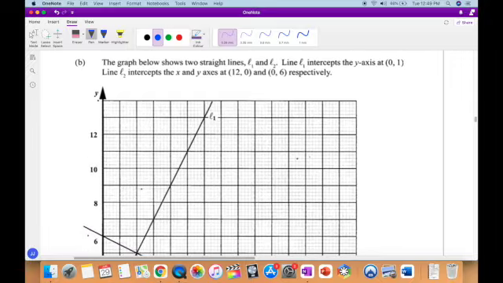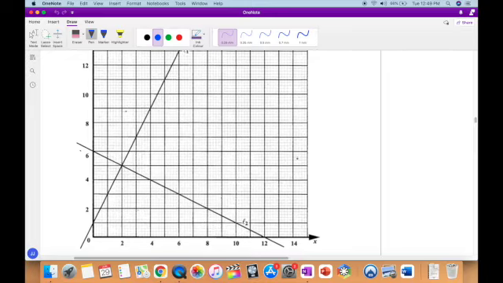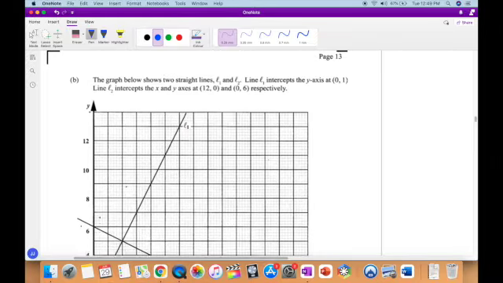The graph below shows two straight lines. Coordinate geometry now. We have L1 intercepts the y-axis at 0, 1. So let's see, L1 intercepts the y-axis at 0, 1, yes. You notice I'm not reading the entire question. I'm reading it in pieces, right?